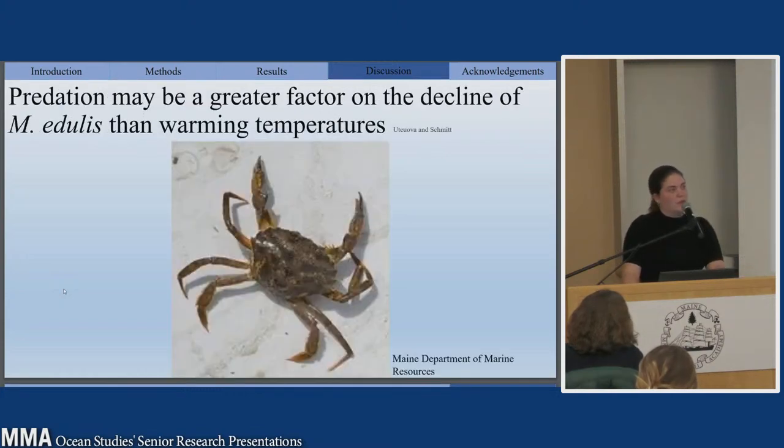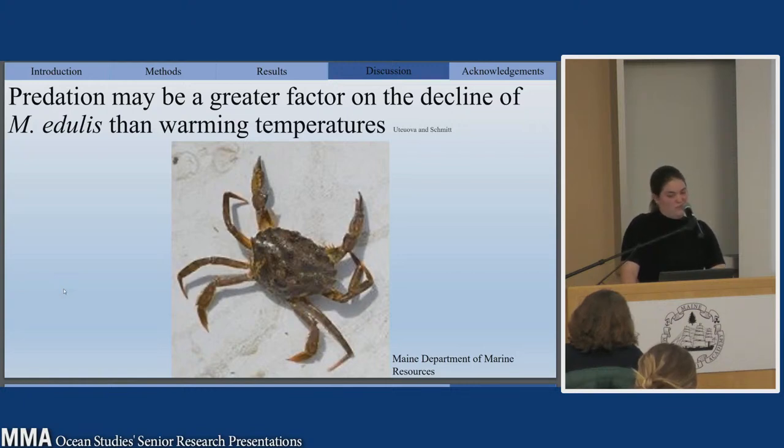And then lastly, there have been articles stating that predation may be a greater cause and may be contributing to that 60% decline in blue mussel population. There are many predators to the blue mussel, which includes the green crab shown here, which is an invasive species to the Gulf of Maine.